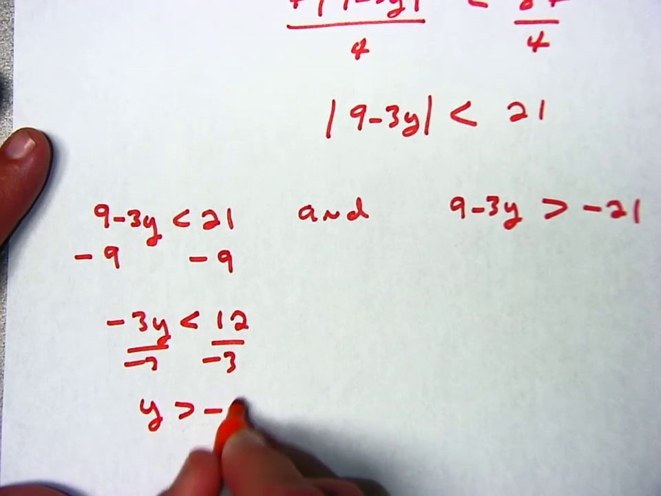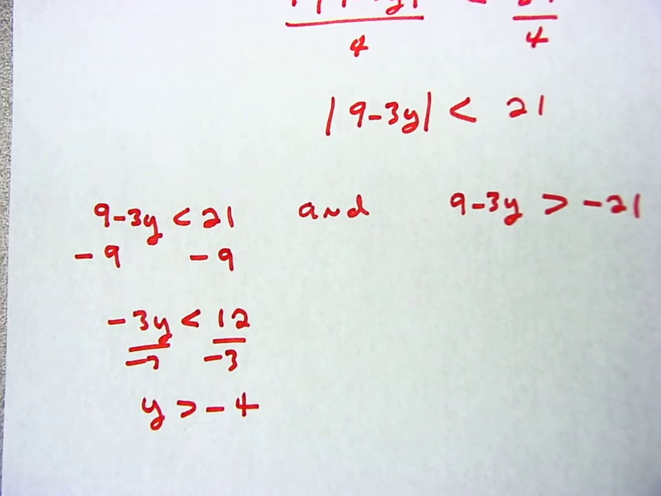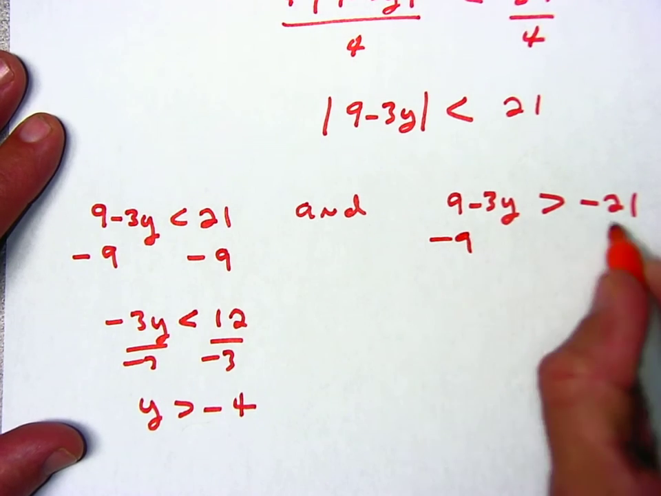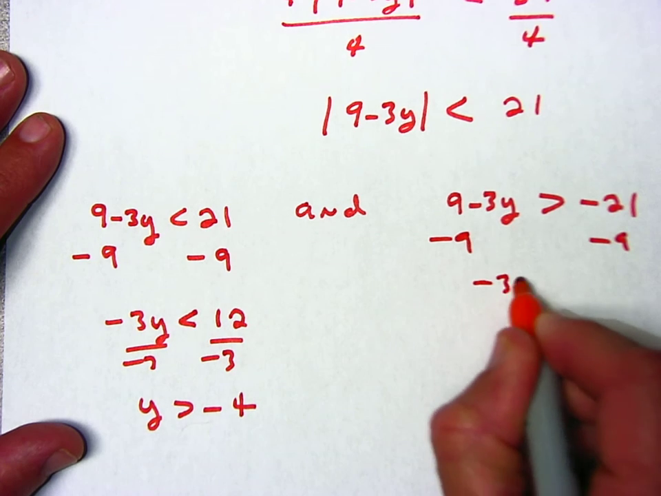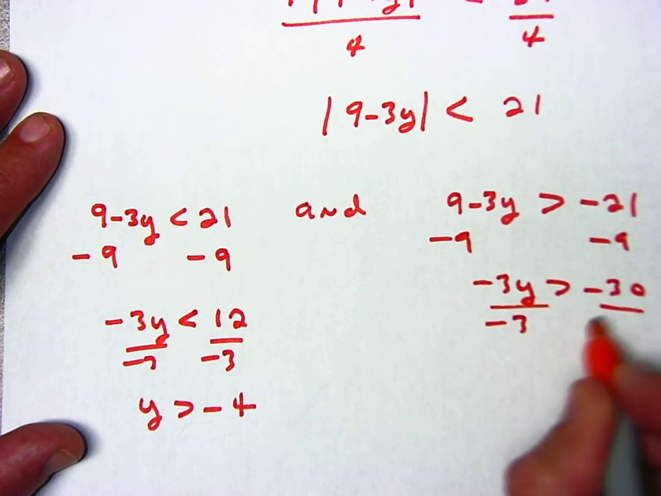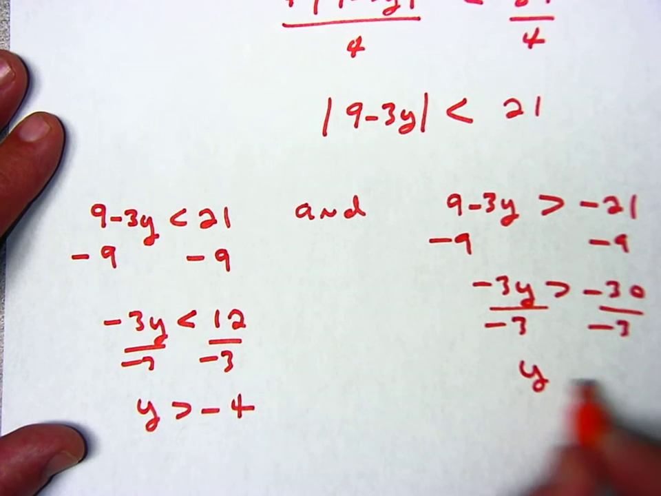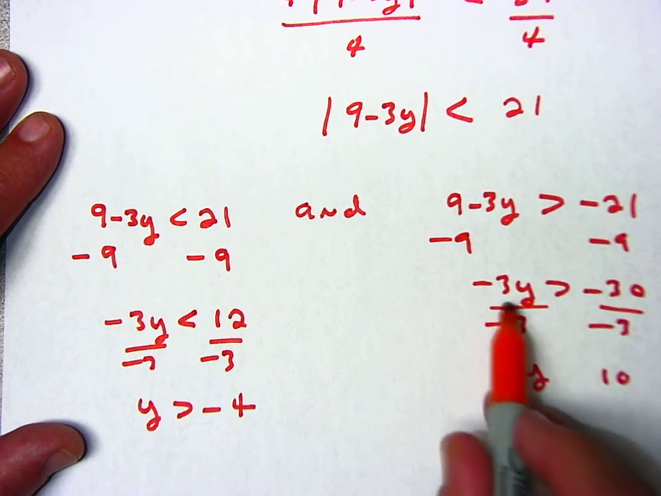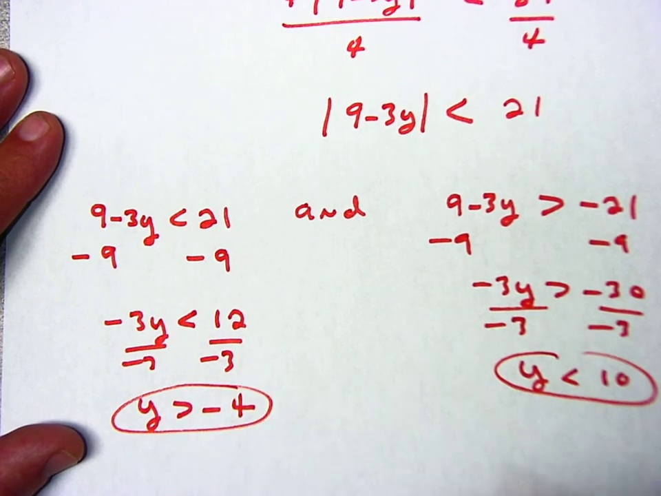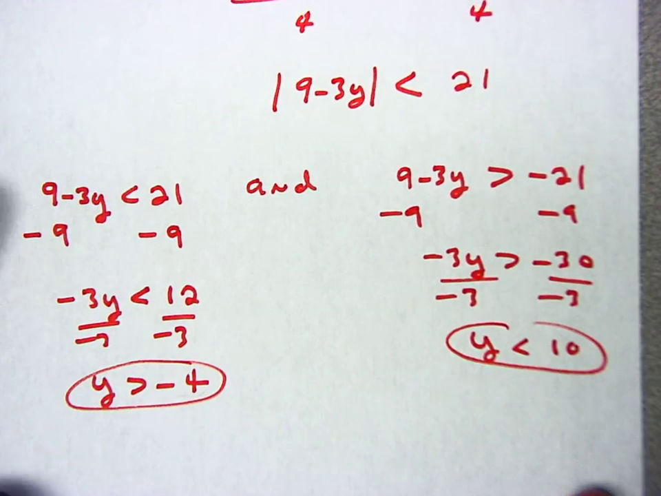Divide by negative 3, divide by negative 3, and you have to flip it. y is greater than negative 4. Let me pause a second because I'm getting a little hyper. All right, we're good. Over here, same thing. You're going to go minus 9, minus 9. Negative 3y is greater than negative 30. Divide by negative 3, divide by negative 3. y, 10. Oh yeah, we divided by a negative number, so you have to flip it. This is an and.